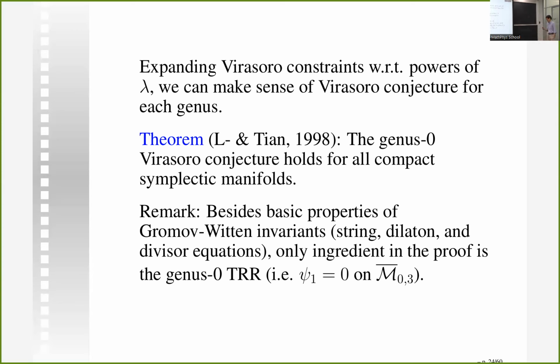Right? And in our proof, of course, besides these basic properties, the string equation, dilaton equation, and divisor equation, all we use is just the genus 0 topological recursion relation. So that tells us this genus 0 topological recursion relation, although very, very simple, has very nice applications.